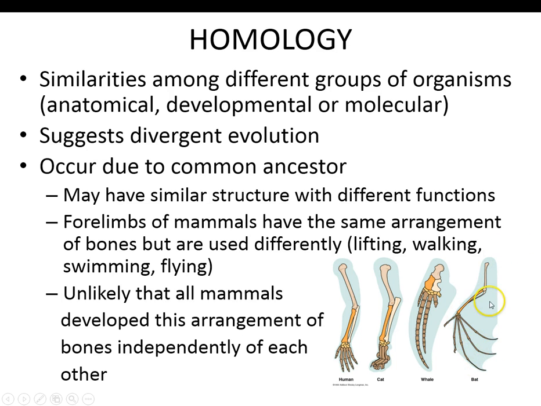Okay, very different arrangements or structures of the bones themselves, but the way they're put together is the same. It is very unlikely that all of these organisms would have developed that exact same arrangement of bones completely independent of each other. It's much more likely that there was a common ancestor that had that arrangement, and over time, as these species evolved, they just kind of took that arrangement and did something a little bit different with it.